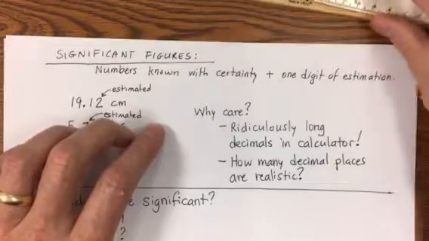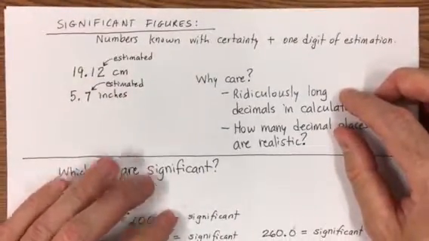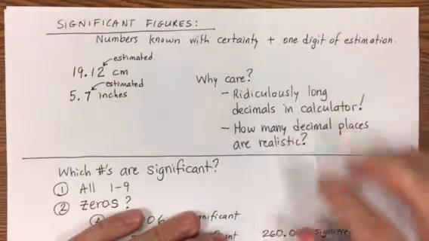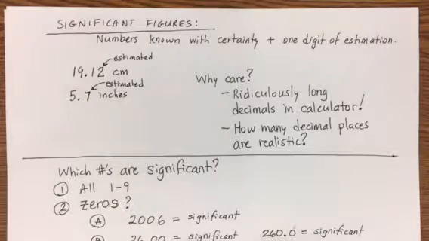Anyway, the point is that the measuring device limits the accuracy of your numbers. And so when we work with those numbers after that, we want to make sure that we are careful to express our answers in a limited way that is appropriate to how good our original numbers were.